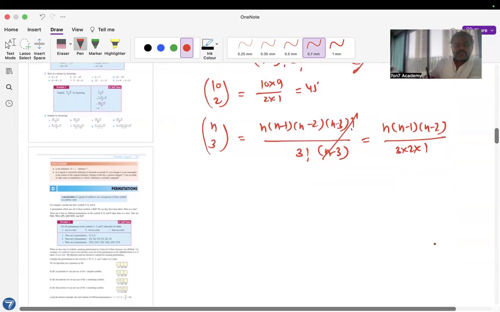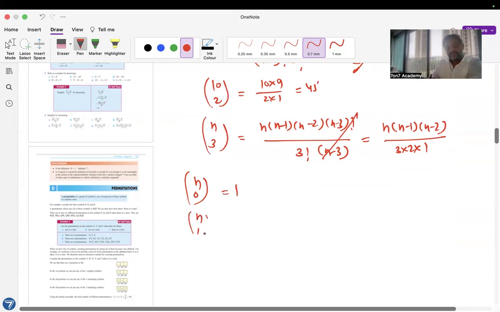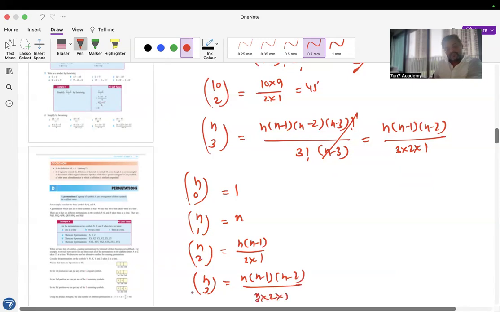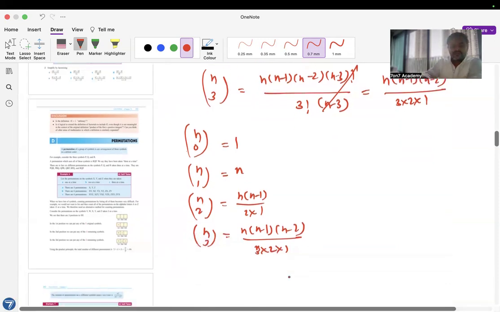Okay, so we can generalize it from here. If nC0 means you have to select 0 objects from n, then there is one way. If you select one object, then there are n ways. If you select two objects, then it will be n(n-1)/(2×1). If you want to select three objects, then it is n(n-1)(n-2)/(3×2×1), and this keeps going up. If you want to select 4, then it is n(n-1)(n-2)(n-3) over 4 factorial. So that is the shortcut for selecting.